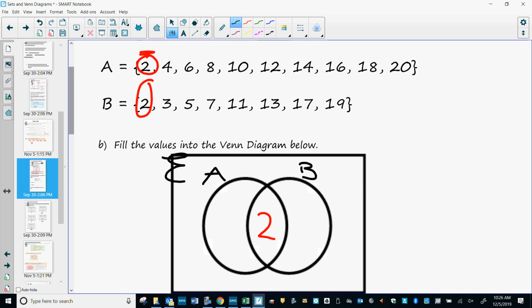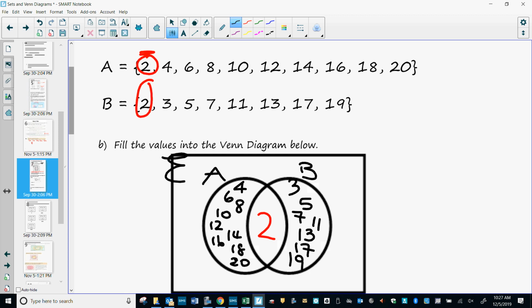Everything else in set A needs to go in this gap here. I apologise, it's probably quite little for you. It's not massive for me. So I've got 4, 6, 8, 10, 12, 14, 16, 18, and 20. Then whatever's left in B is going to go on the other side. So we've got 3, 5, 7, 11, 13, 17, and 19.